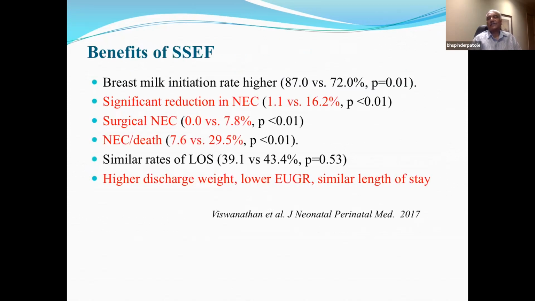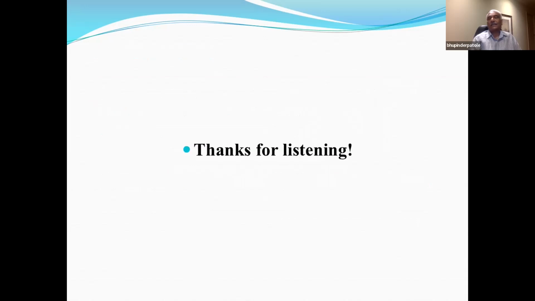And they managed to reduce the risk of NEC from 16.2% to 1.1%. Surgical NEC, 0. NEC versus death, you could see nearly 30% cut down to 7.6. And importantly, no risk in late onset sepsis, higher discharge weight, lower extrauterine growth retardation, and comparable length of stay. So this is one of the options, as you could say, basically no biotics at all.